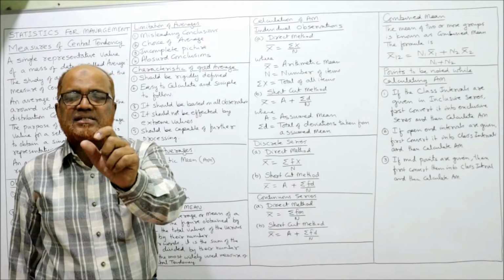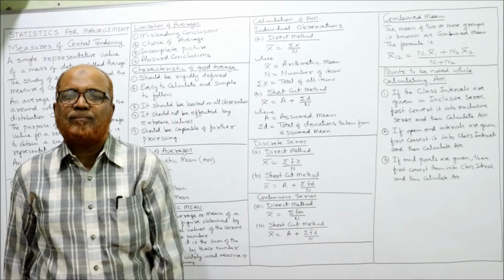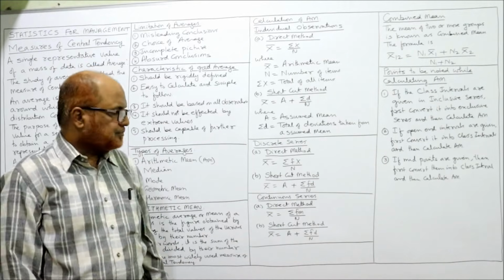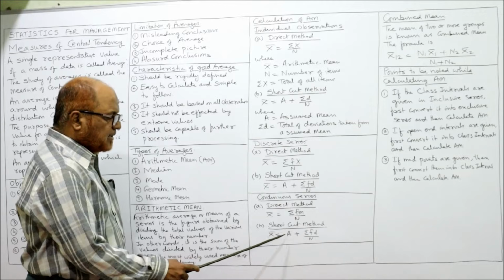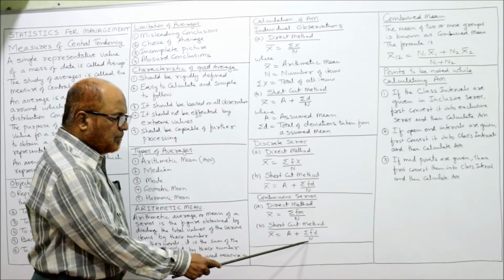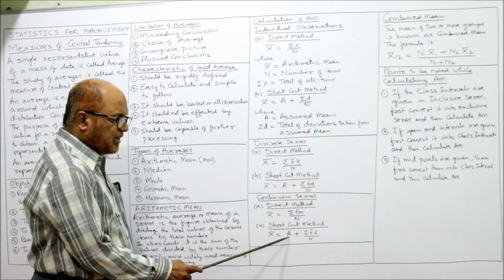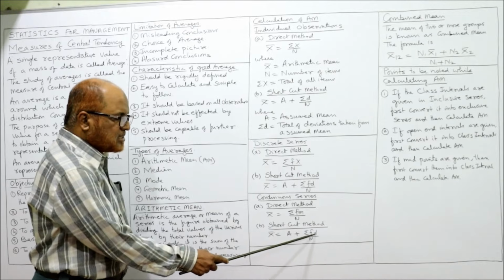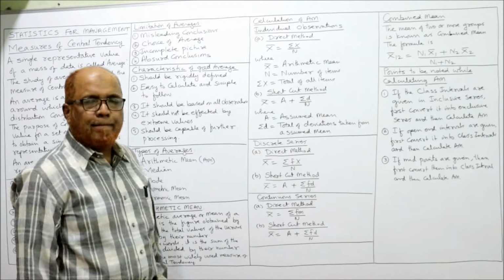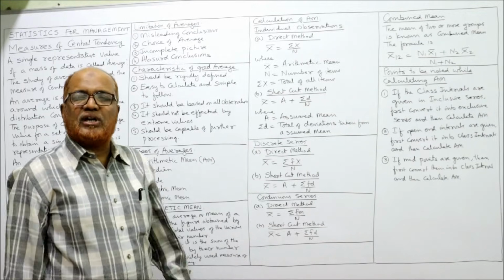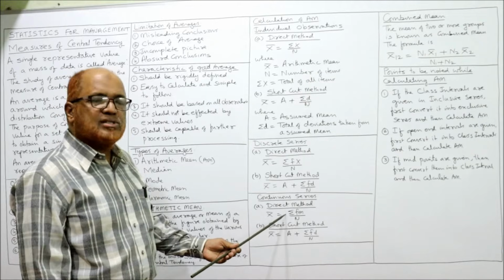So 0 plus 10 divided by 2 is 5. So 5 is called the mid value. The shortcut method: A plus summation fd by n. A stands for assumed mean, f into d, frequency into deviations, divided by n. So these are the formulas for discrete series or continuous series.